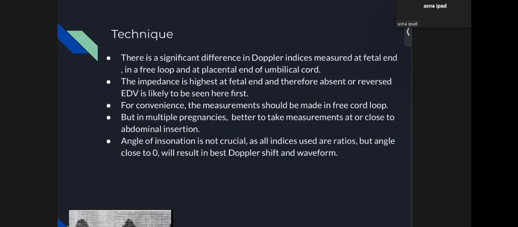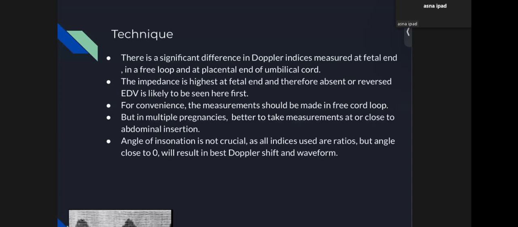Technique to measure the umbilical artery. There's a significant difference in the Doppler indices measured at the fetal end, that is the abdominal insertion, in the free loop, and at the placental end of the umbilical cord. The impedance is the highest at the fetal end, abdominal end, and therefore absent or reversed end diastolic velocity is likely to be seen here first. For convenience sake, we measure from the free loop, free cord.